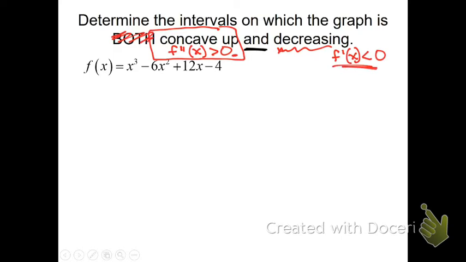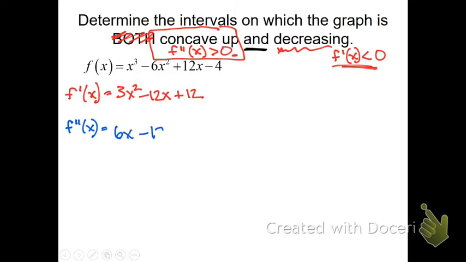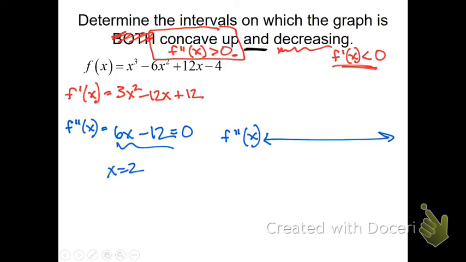Okay, so here we go. First derivative, easy: 3x squared minus 12x plus 12. I'm going to go ahead to my second derivative: 6x minus 12. You can see this is why I say do the second derivative part first. It's a lot easier to deal with. So, second derivative sign chart. Set my second derivative equal to 0. We get x equals 2.